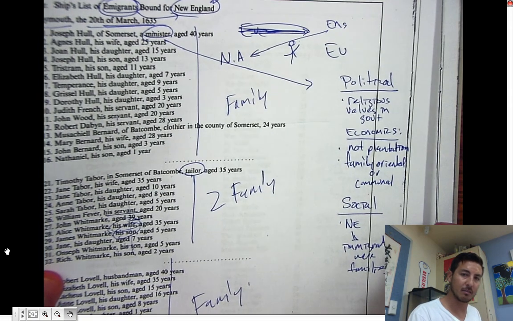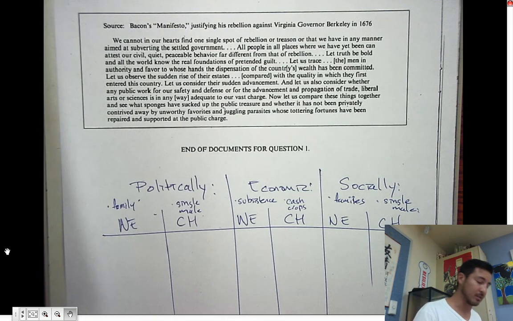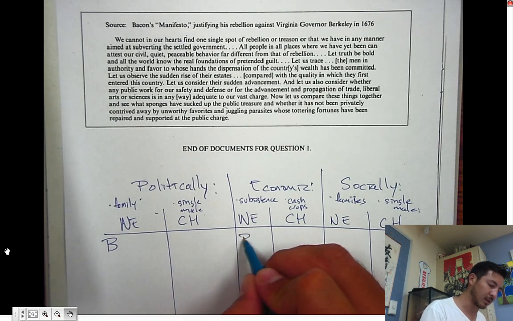Document B that we have, hey, we had some ideas. It's political, economic, social. So I'm going to go ahead, and that was only for New England. So I'm going to put B for New England, politically, economic, and social.